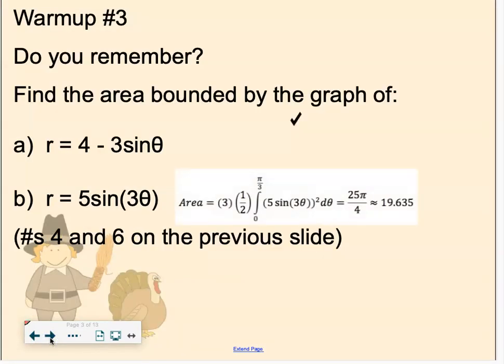Okay. So for this guy, hey, look, that's what I did. I did 0 to pi thirds, I tripled it of 1/2 r squared d theta.